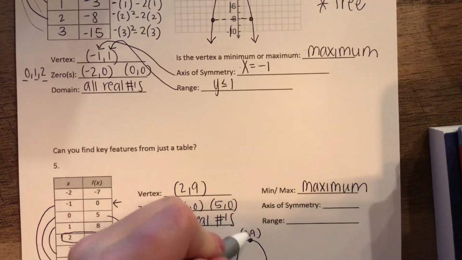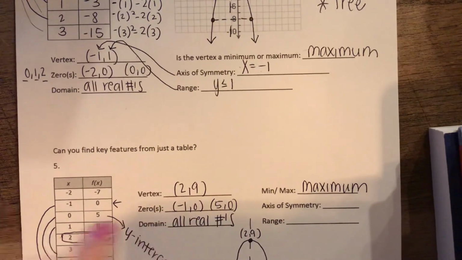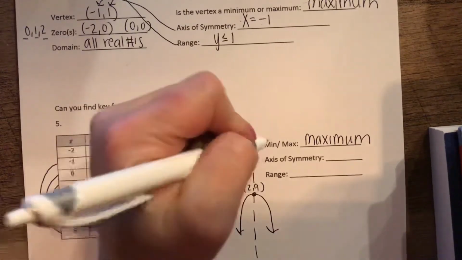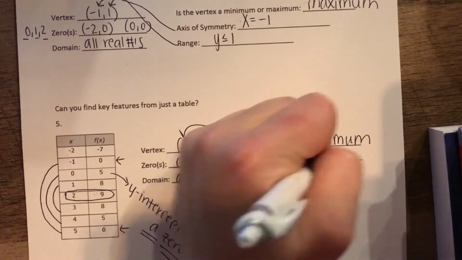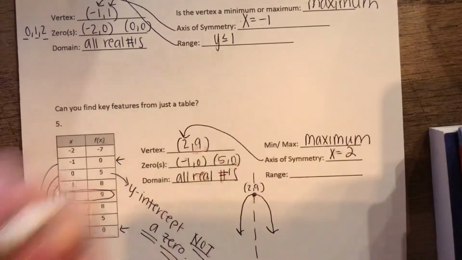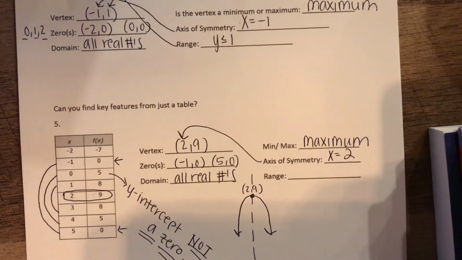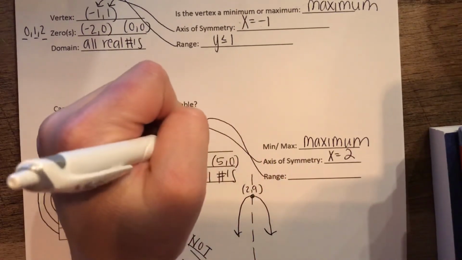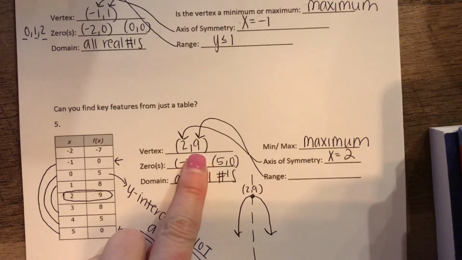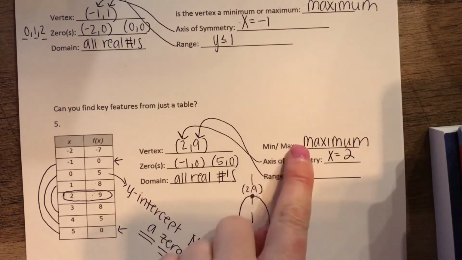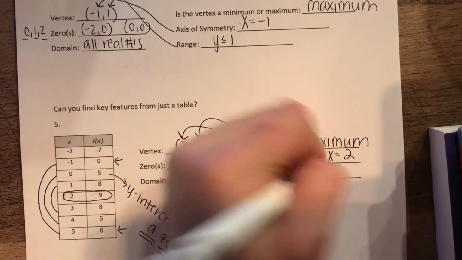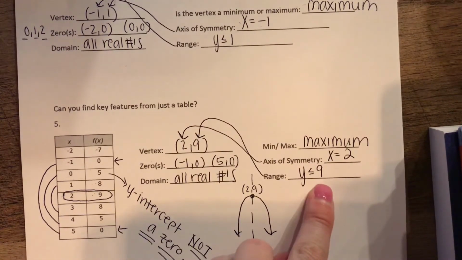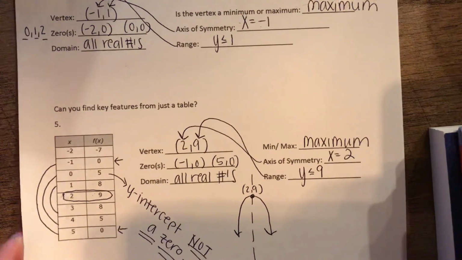Okay, the axis of symmetry, remember we said it plays on your vertex. It has to do with the x value because it is always a vertical line. So my axis of symmetry is x equals 2. Now for the range, I am again going to use my vertex to help me out. It's going to deal with the y value in my vertex. And again, because this is the highest point, my y values are going to be everything less than or equal to 9. Okay?